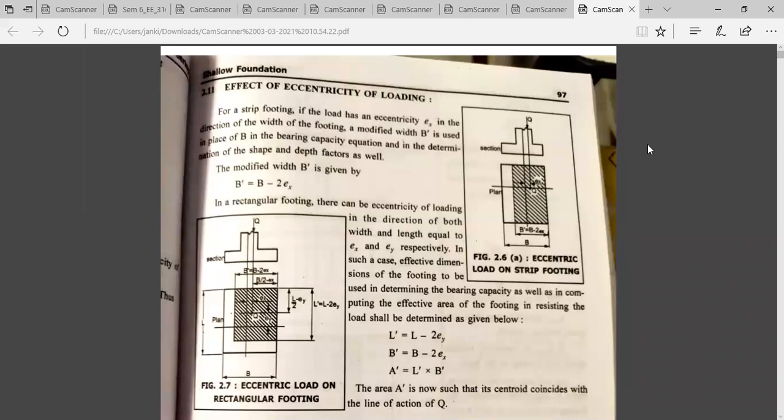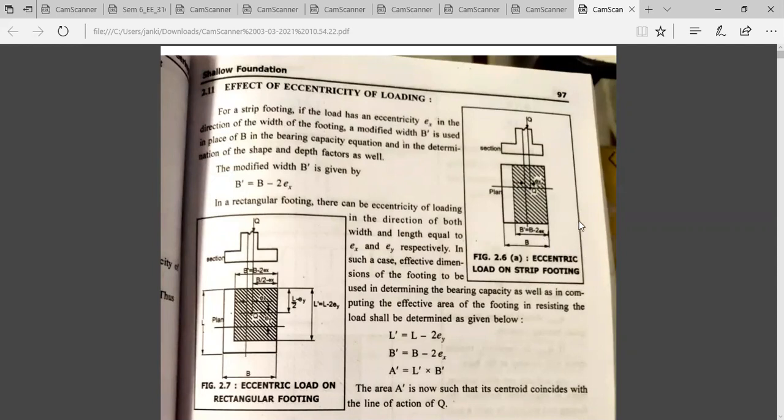We start with the effect of eccentricity of the loading in the chapter on shallow foundations. We completed our first chapter, which is selection of foundation and subsoil exploration. This is page number 97 in Atul's book, talking about the effect of eccentricity of the loading. So here in the figure, a strip footing.